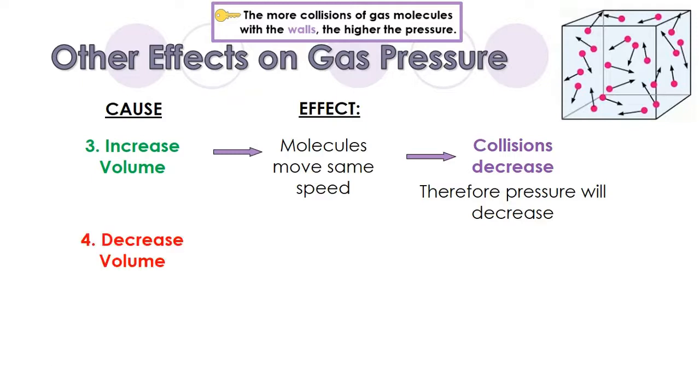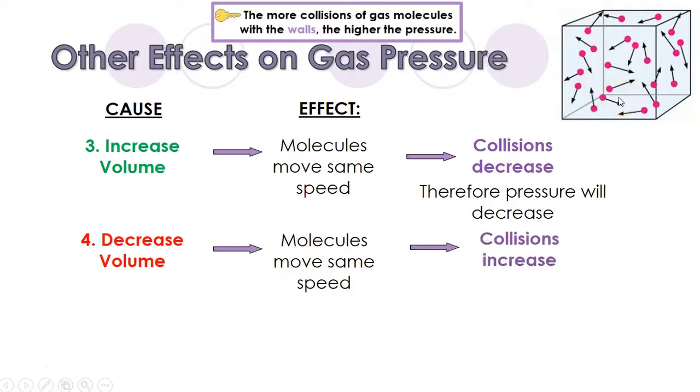What if we take the container and decrease it and make it a super small container? The volume is going to decrease. The particles within the box are still going to move at the same speed, but you're going to have an increased amount of collisions. Because you have more collisions, your pressure is going to increase within the container.